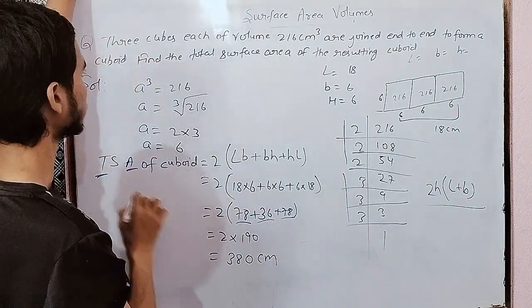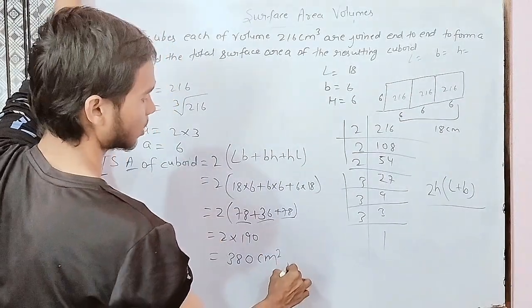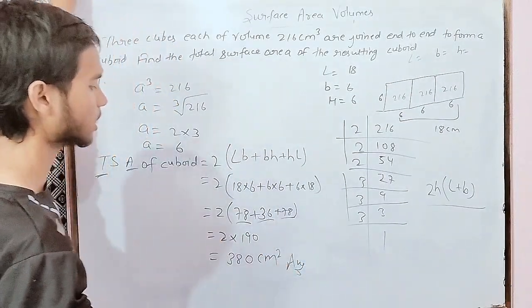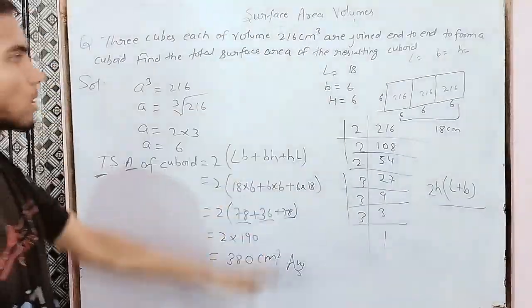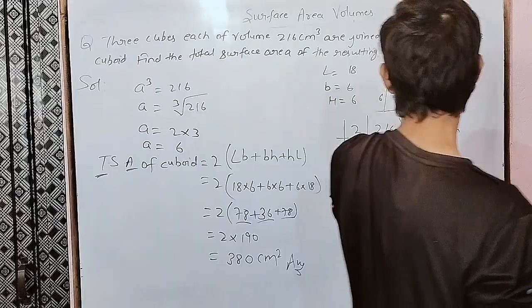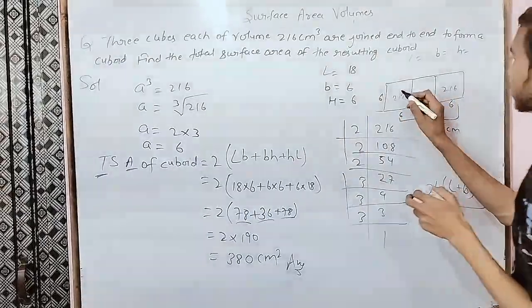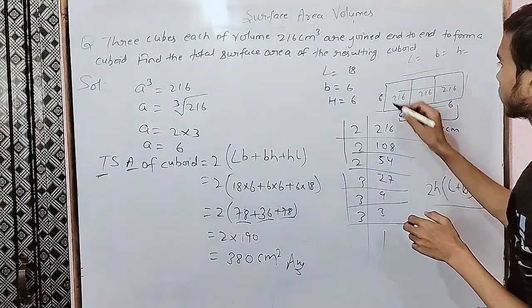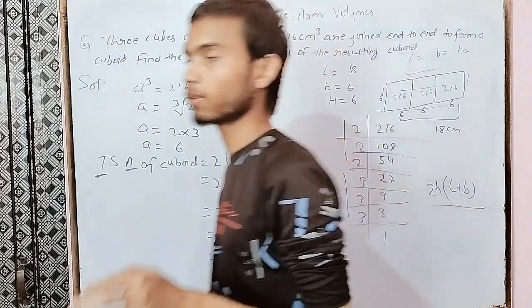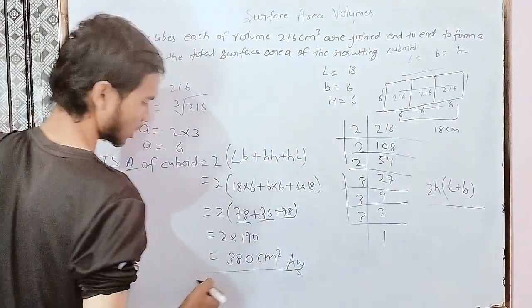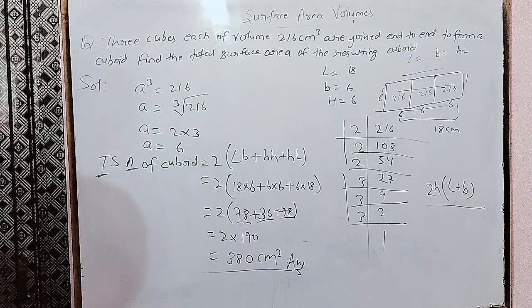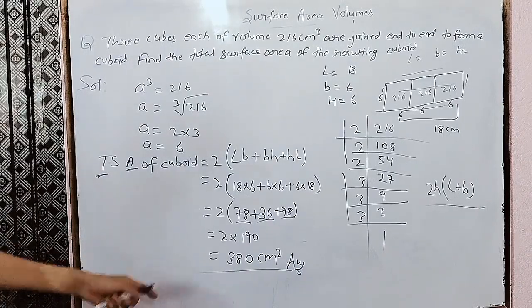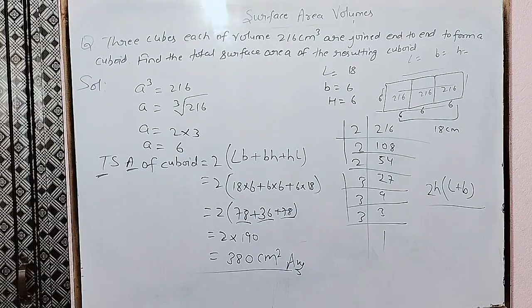Now again, this is area, so we will apply a square. 380 centimeter square is just the total surface area. Total surface: this area, bottom area, top area, right area, left area. This is 380 centimeter square. That's it. The final answer is 380 centimeter square.